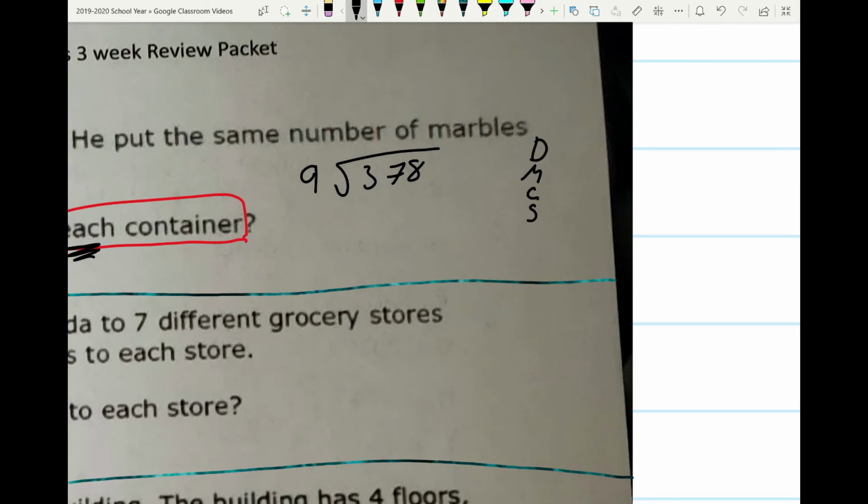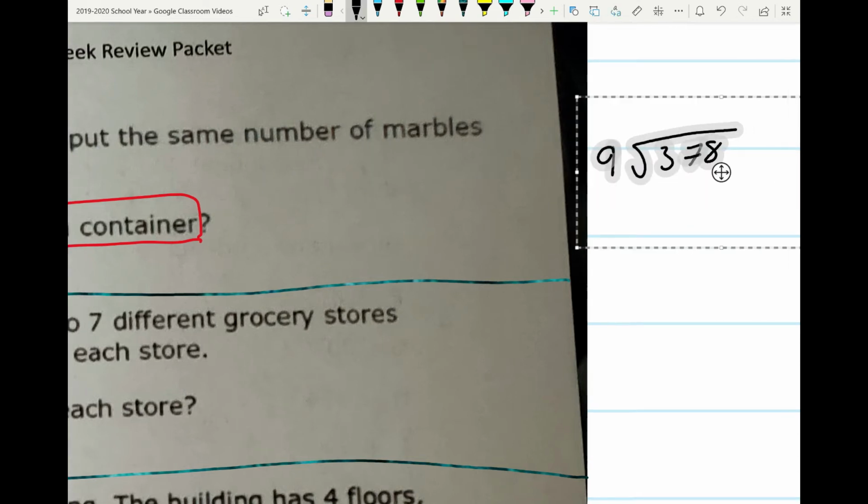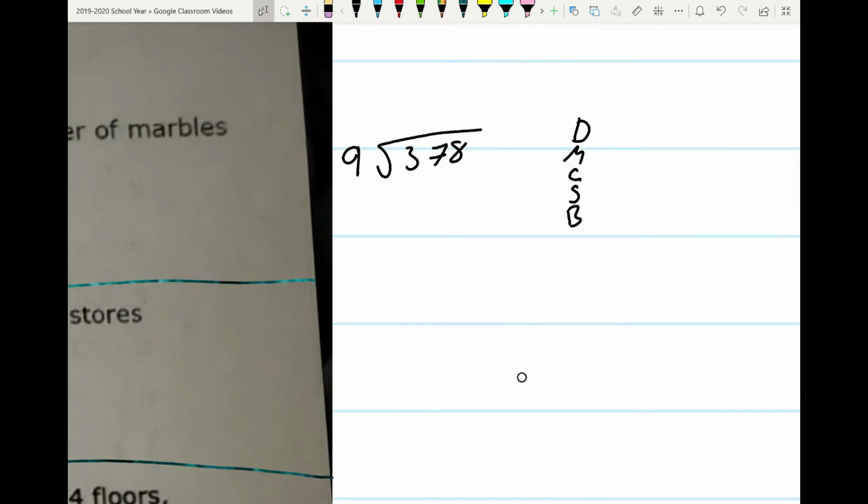I'm going to do this off to the other side so that we just have more space. Okay, let's see. How many times can 9 go into 3? None. Because if I have 9 friends and $3, not everybody's going to get $1. I have to have at least $9 for everybody to get at least $1. Okay, I did 3. Now I go on to the next number and I do it together.